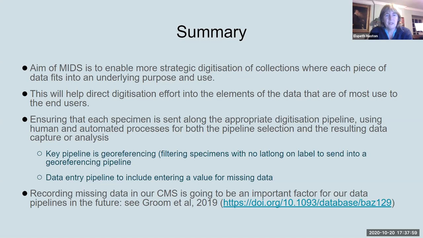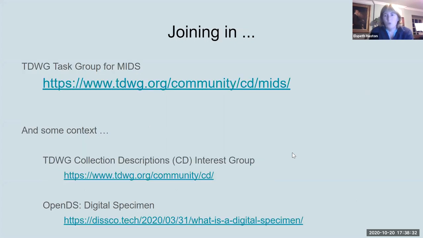But also part of the picture is about specimen digitization pipelines and ensuring that each specimen is sent along the relevant pipeline, using human and automated processes for both the pipeline selection and the resulting data capture or analysis. And I think what's becoming very clear, as I've mentioned, is the importance of how we record missing data. So there's a lot of work to do, and we're emphasizing the invitation to the community to join in the work.